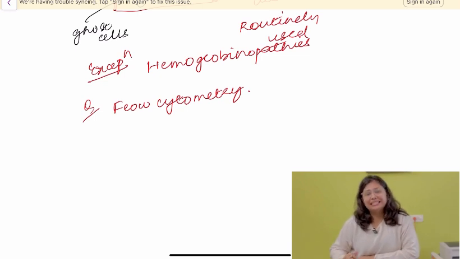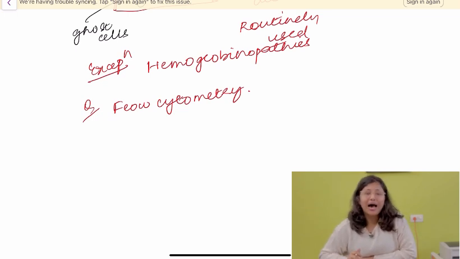So this brings us to the end of Rh negative, ICT negative pregnancy. In the next part, which will be out tomorrow, I will be dealing with Rh isoimmunized pregnancy. Thank you.